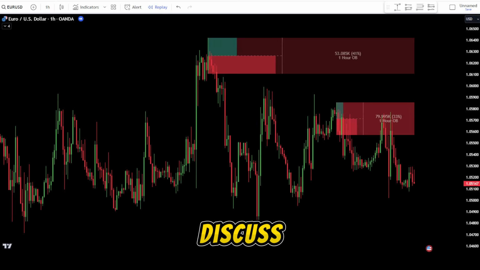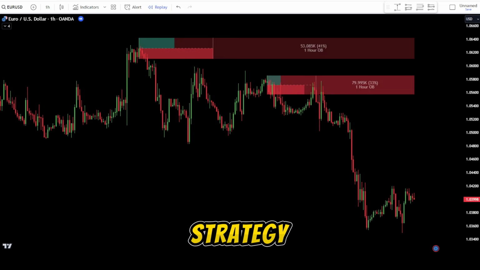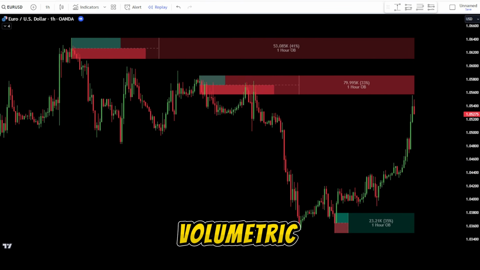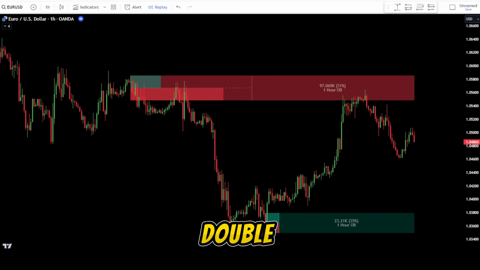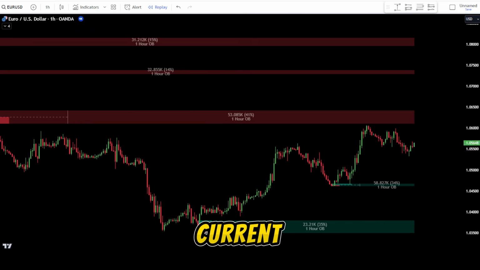Now, let's discuss the second method for using the smart money concept in trading strategy. B. Placing buy and sell orders in the trading strategy using volumetric order block, price action, and double exponential moving average or double EMA. This second method combines the first approach with the current market trend.